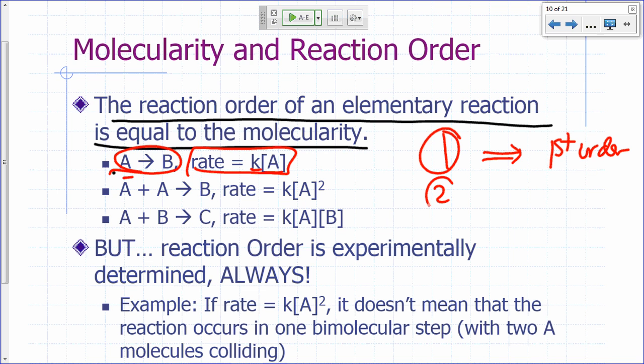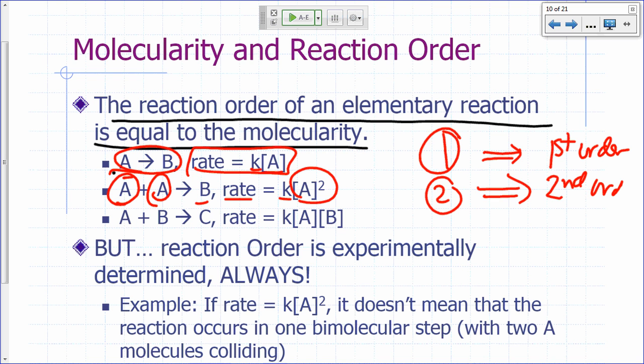If the molecularity is 2, what would be the overall order for the rate law? It's going to be second order. So for example, if I have two molecules of A colliding to form B, then the rate law would be rate equals k times A squared. It's k times concentration of A times concentration of A.